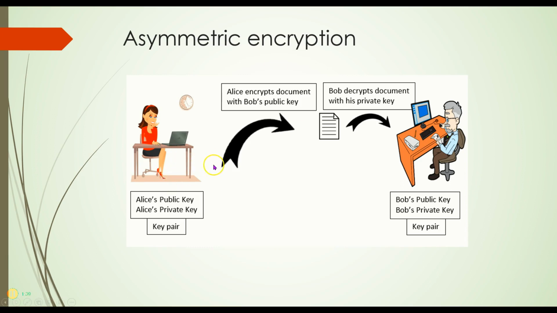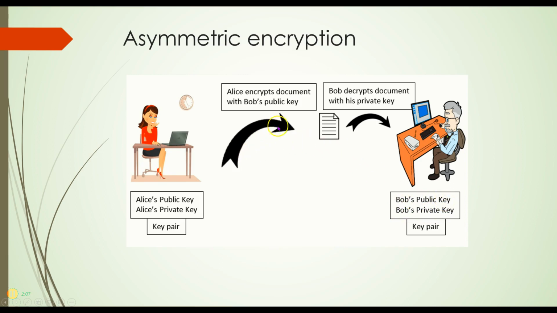So Alice here wants to send a message privately to Bob. Well, what she does is she takes Bob's public key, which he makes public. All she has to do is ask him for it, and he can send it to her. Bob's public key and Bob's private key form what we call a key pair. That is to say, if I encrypt with his public key, he can decrypt with his private key, and vice versa. If you encrypt with his private key, it can be decrypted with his public key.